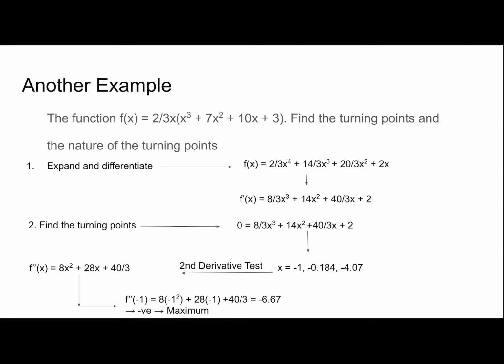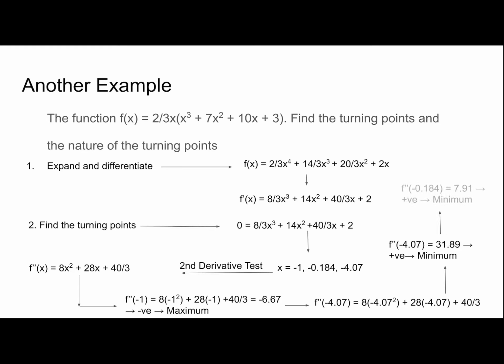If we do f double dash of -1, we should get our answer to be -6.67. This is a negative number, so this is a maximum turning point. We substitute f double dash of -4.07, and your answer should come out to be 31.89. This is a positive number, so therefore -4.07 is a minimum turning point. And if we substitute -0.184, you should get 7.91, which is positive, and therefore it is a minimum.